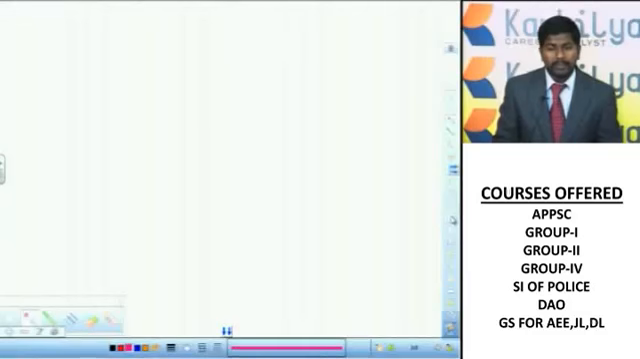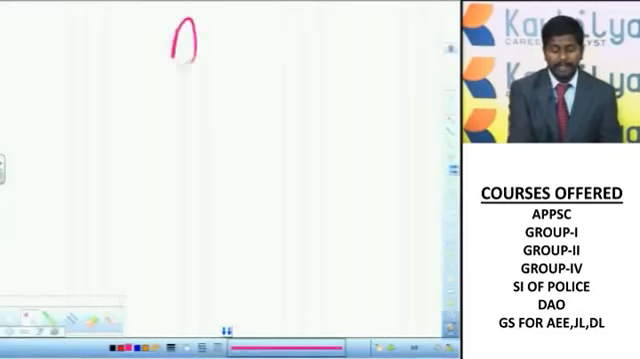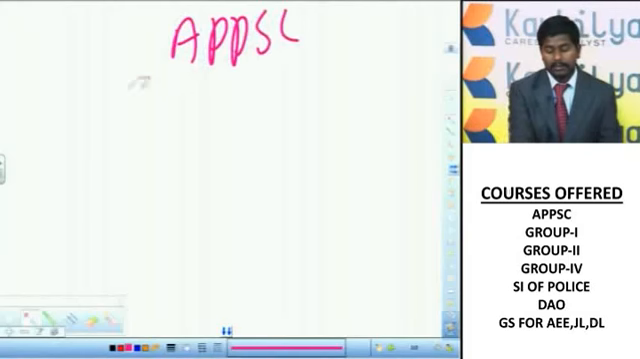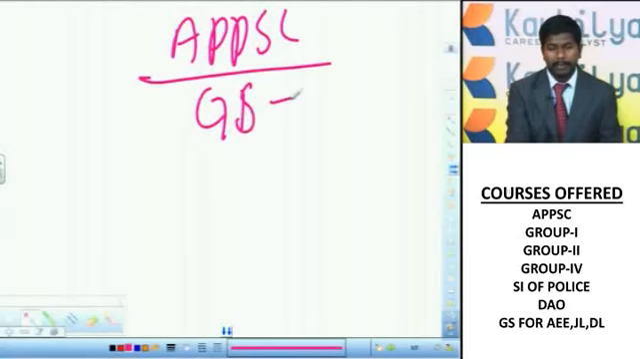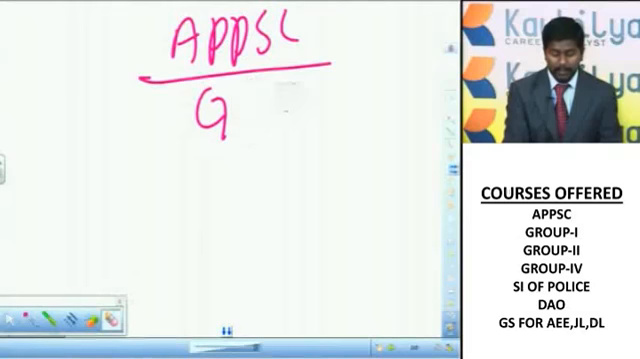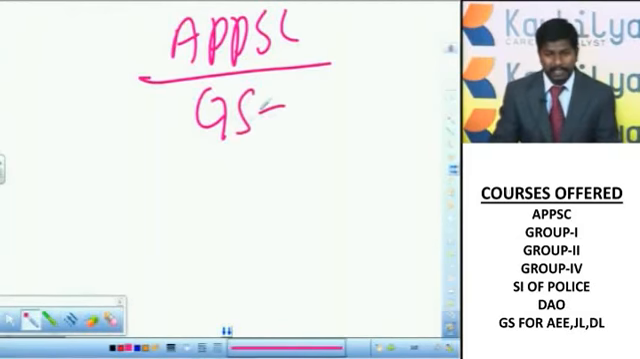So coming to the APPSC exams and the importance of the general studies paper in the APPSC exams. In the general studies paper, the important components like polity, economy, geography, history, current affairs, mental ability, these are all integral components of general studies.